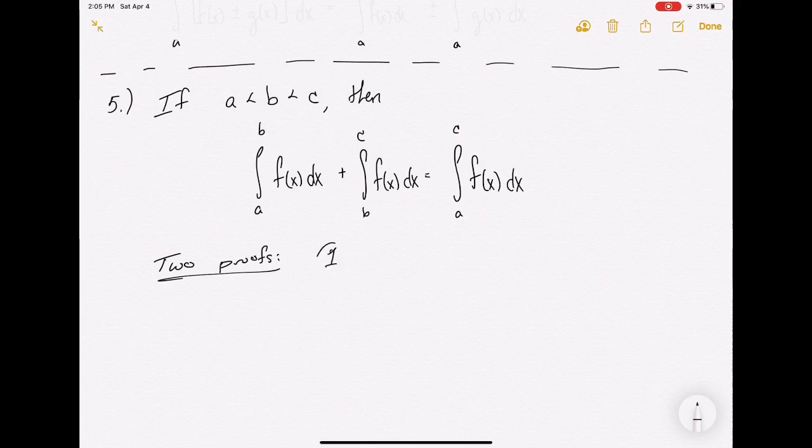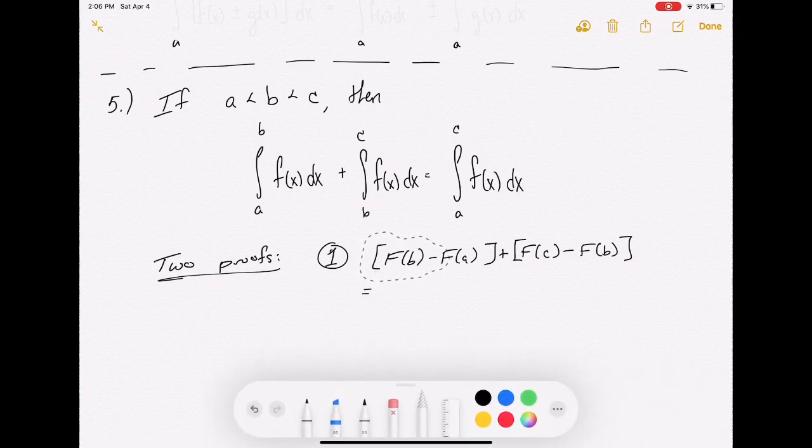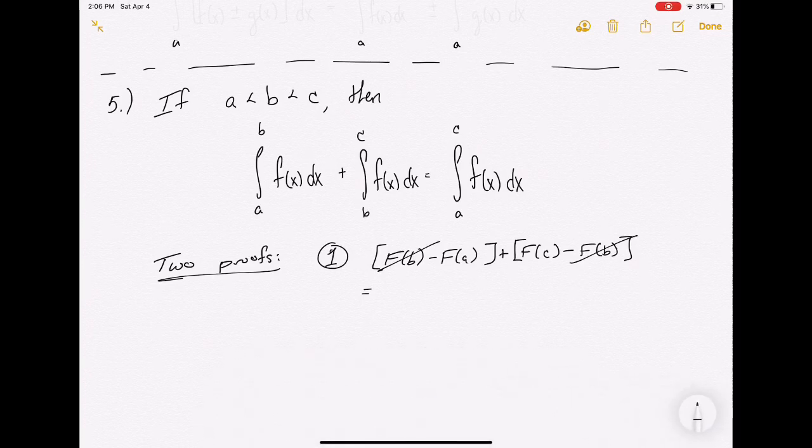The first is just doing it with the antiderivative. So the first integral, going from a to b, would be F of b minus F of a, plus, and now the second integral is F of c minus F of b. And you'll notice, what do I have here? Well, I have a positive F of b right there, and I have a negative F of b right there. So the F of b's cancel, and I'm left with really an F of c on the right side minus F of a on the left side. And that's exactly what you expect.